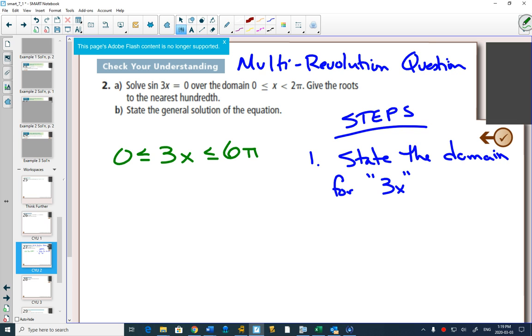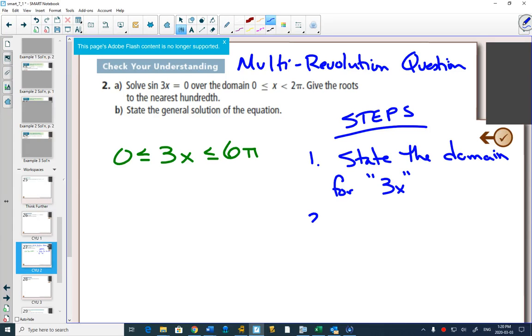And if we think about our unit circle, if you went from 0 to 6 pi, that would be once around to 2 pi, 2 times around to 4 pi, 3 times around to 6 pi. And so we would have to go around our circle more than once. That's where I came up with the name multi-revolution, because you're going around more than once. So step 1, you state the domain for 3x.